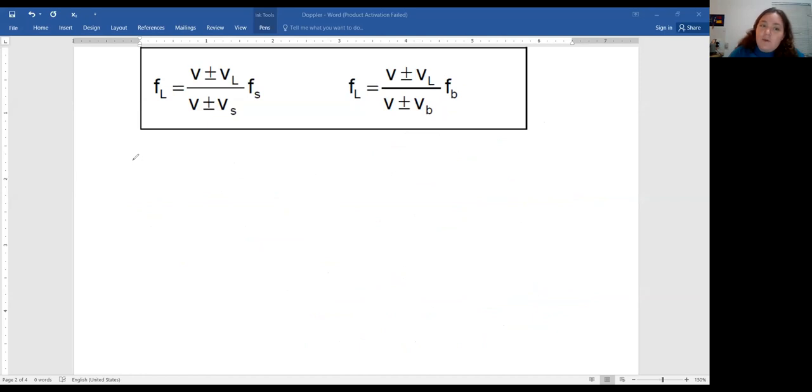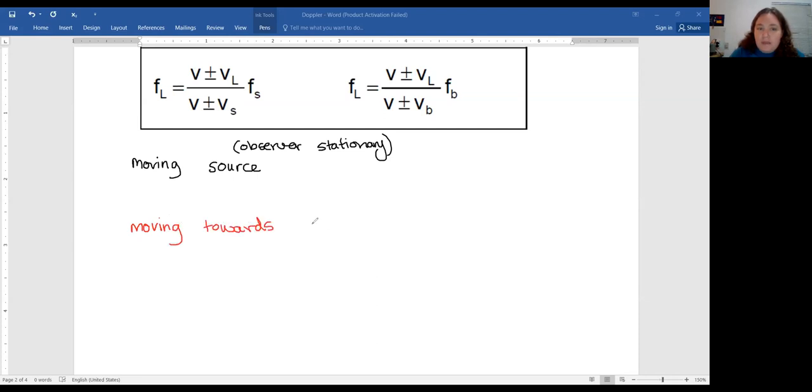So, what do we do if we have a moving source? I'm going to make the source moving, which means that the observer is going to be stationary. I'm going to show you how I'll rearrange this equation so that it makes sense. Now we're going to look at both options: a moving source moving towards the observer, who is stationary, and a moving source moving away from the observer.